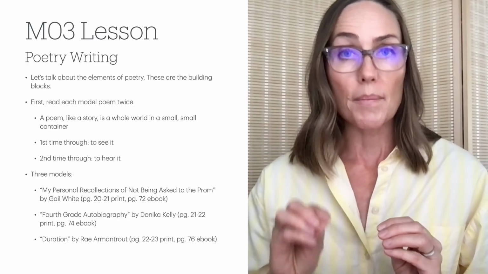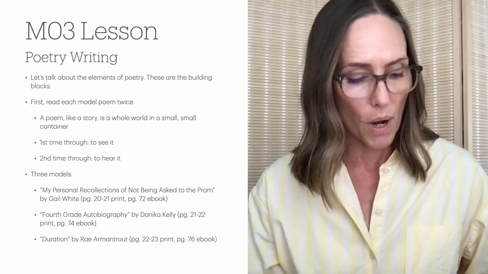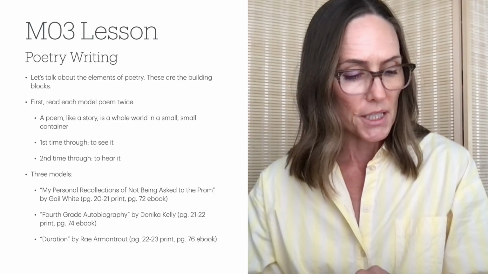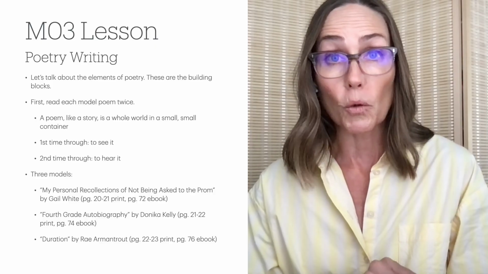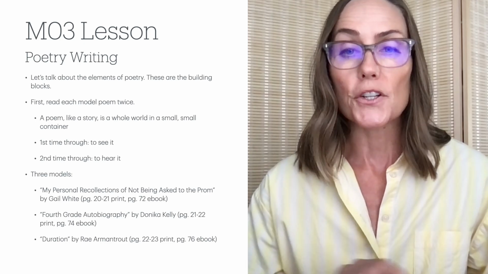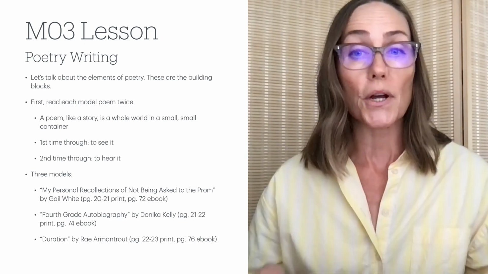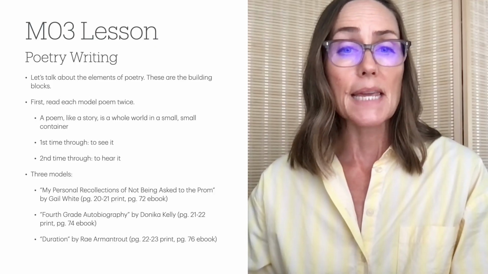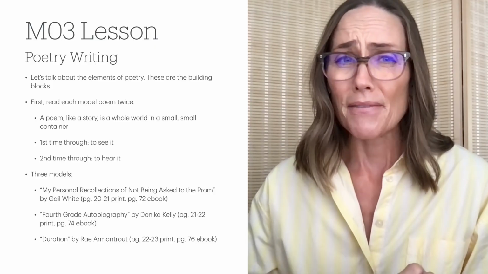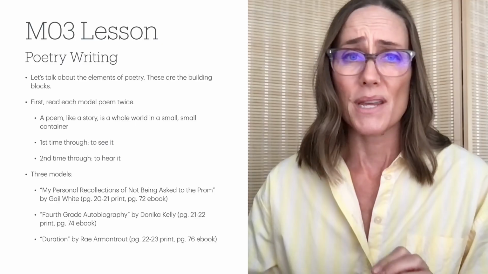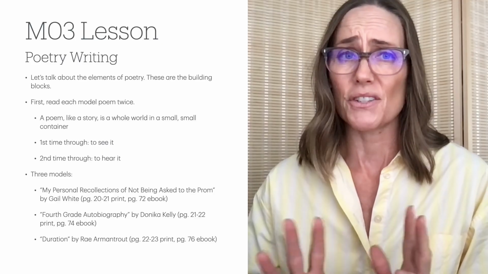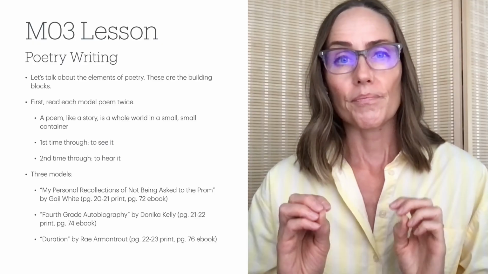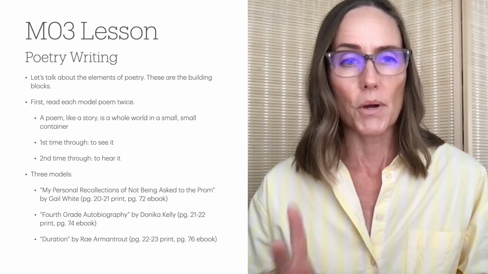Okay. I want you to start before I go deeper into the video. I want you to start by reading three poems. If you haven't done it already, I want you to read My Personal Recollections of Not Being Asked to the Prom by Gail White. That one, if you're using the print form of the book, is going to be on pages 20 and 21. If you're using the ebook, I believe it's page 72, but you know how ebooks are with page numbering. You may just have to look it up in the index to find it, but I believe it's page 72 in the ebook.